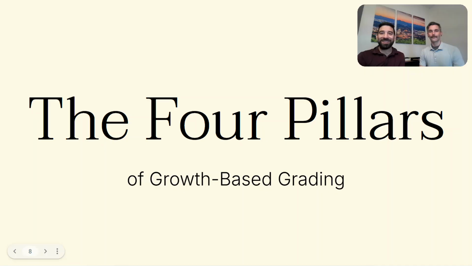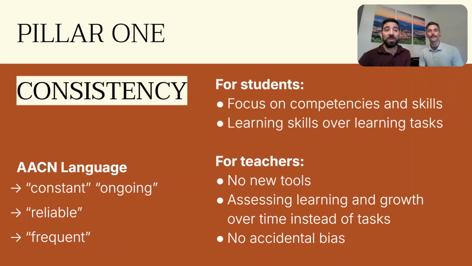And welcome back. So for this part of the presentation, we are going to dive into our 4 pillars of growth-based grading. So our first pillar is the idea of consistency. Consistency is one of the most important ones, although they are pretty equal. They're co-equal, really, pillars, because you don't want to create a building where you've got mismatched pillars, right? Exactly. So think of them as relatively co-equal as we go through.